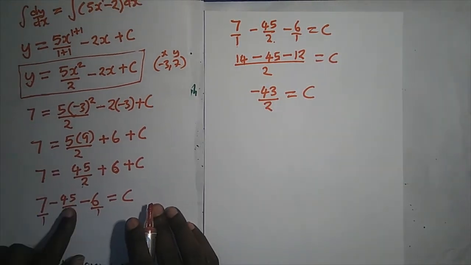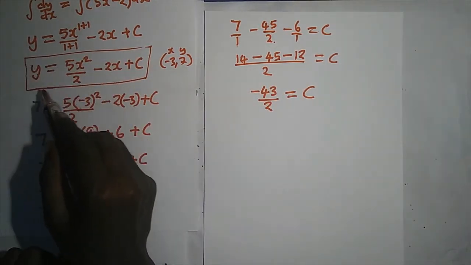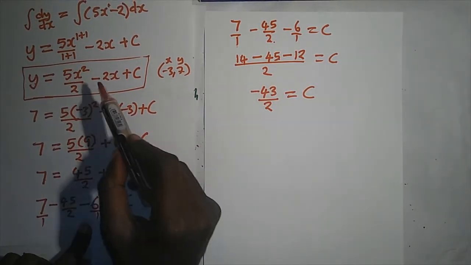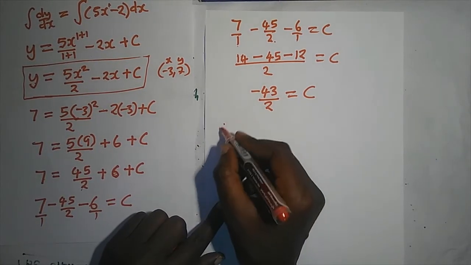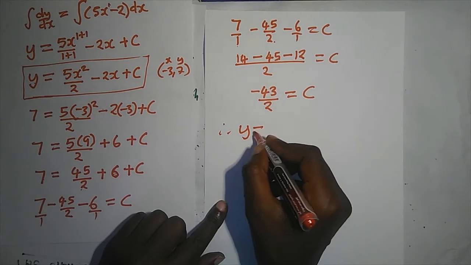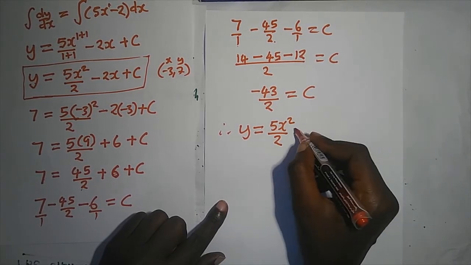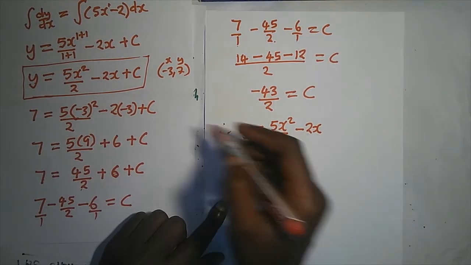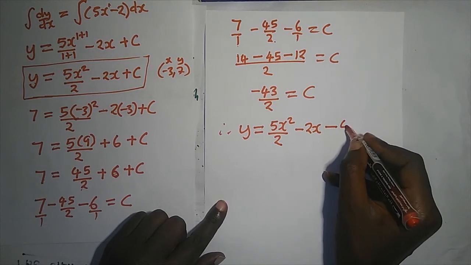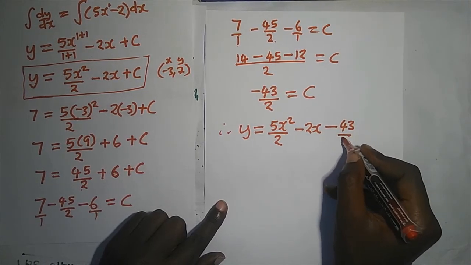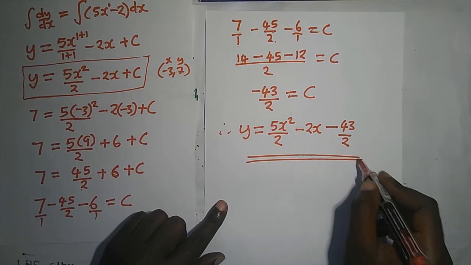And so what we are going to do now is replace our c into this equation that I've put in a rectangle here. Therefore, the equation of the curve will be y is equal to 5x squared over 2 minus 2x, and then, since we have a plus and our c is negative, minus 43 over 2. And so this is how we find the equation of the curve.